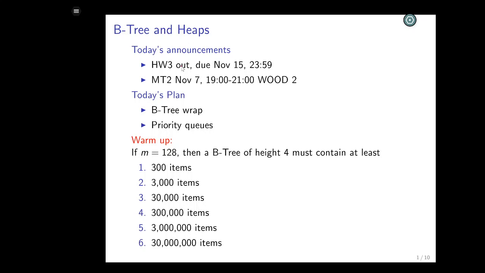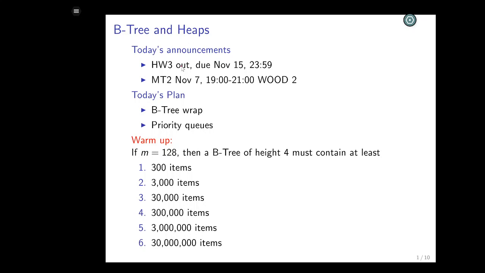We're going to talk about B-trees, the last wrap-up of B-trees, and we'll also start talking about heaps and implementation of priority queues. And there's still a midterm Thursday, and there is a homework three that's due a week after that. So today's plan is the B-tree wrap-up and then talking about priority queues.